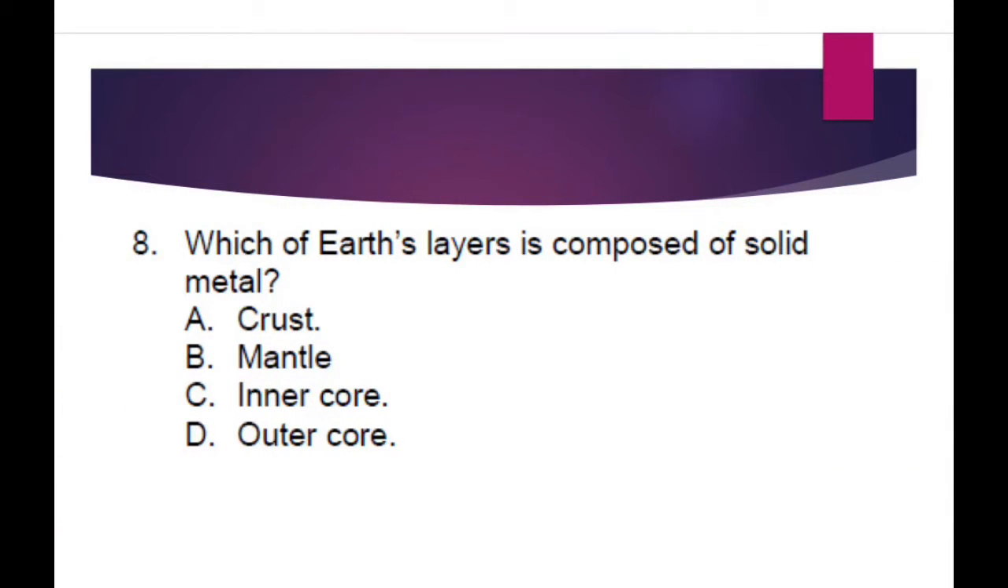Number 8, which of Earth's layers is composed of solid metal? It's made out of metal, so we know it has to be one of two things. It has to be the core. So if it's made of solid metal, it's one of these, right? Inner or outer core. Which one of those is solid? The solid one is the inner core.